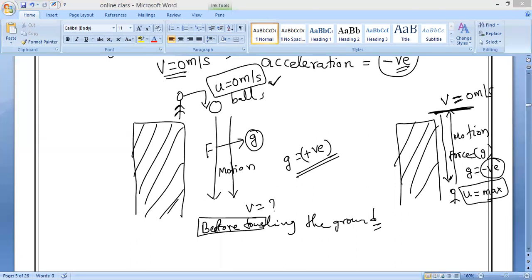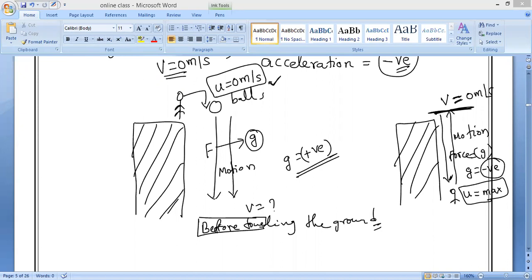So it is purely a matter of choice and convenience, a convention, that we choose a particular direction as positive and the opposite direction becomes negative. It is always vice versa. So that is what you always need to remember.